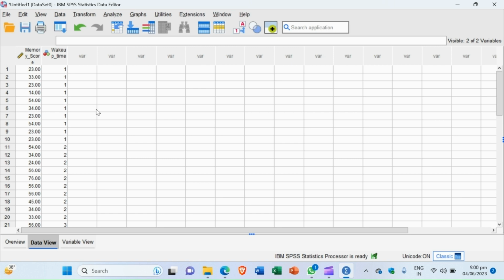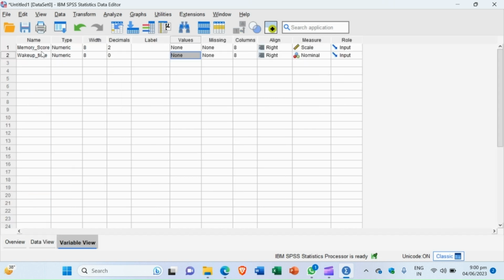of the students. So first we go to the variable view and we see the memory score is the dependent variable. Its nature is numeric, and the decimal is 2 points, and values is none, and its measure is scale. It means it is not the nominal level or ordinal level, but it is at the upper level.